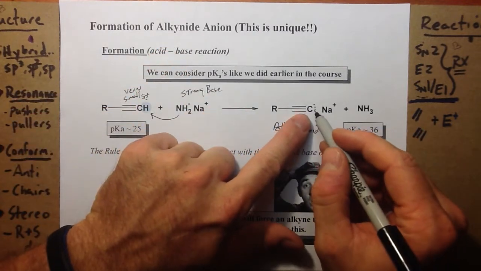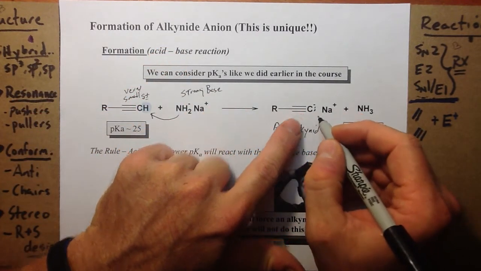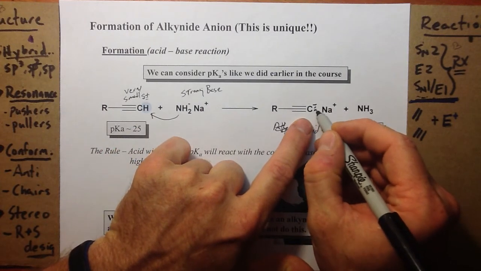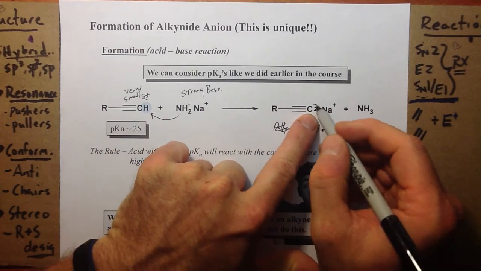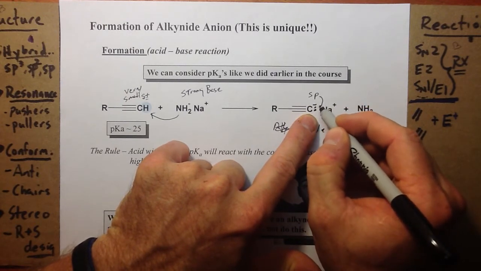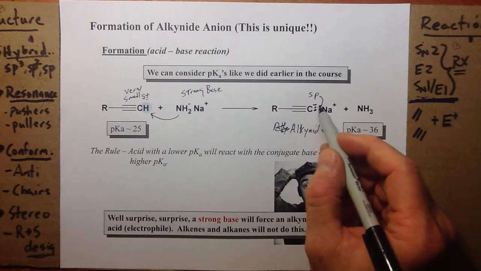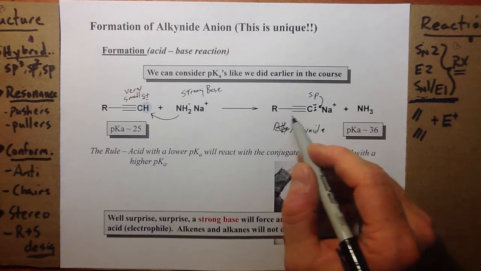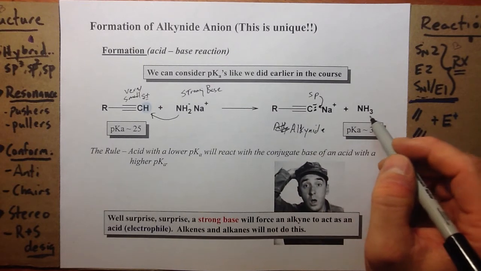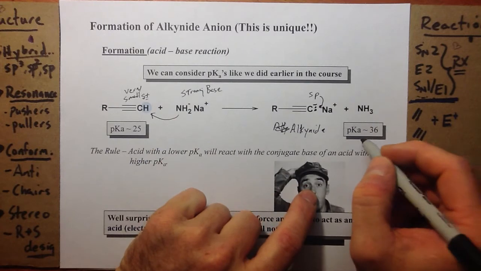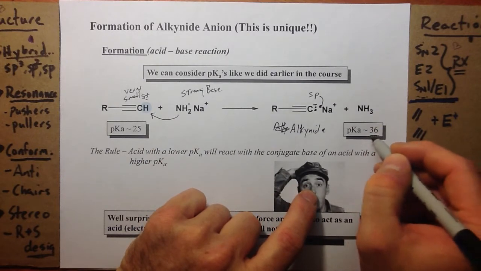alkynide anion, where the carbon that was with the proton is now negative because it's lost the proton. It has a lone pair in an sp hybrid orbital still. This is in an sp hybrid orbital, sticking straight out from the line of the atoms within the alkyne. And we have made ammonia. NH2 minus has gone to NH3, and the pKa of ammonia is 36.